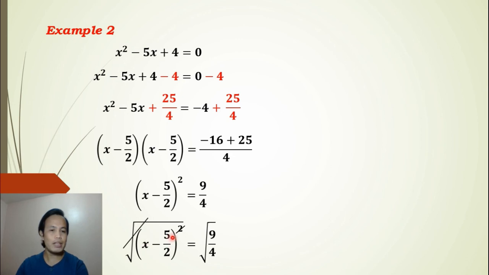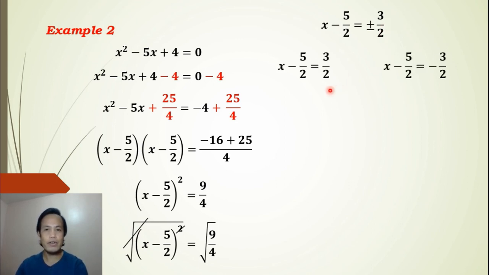So what shall remain at this side of the equation shall be x minus 5 over 2. Then the square root of 9 over 4 is positive and negative 3 over 2. The square root of 9 is 3 and the square root of 4 is 2. This time we break the two values, the plus and minus. We have here the first value, x minus 5 over 2 equals positive 3 over 2. And the second value, x minus 5 over 2 equals negative 3 over 2.